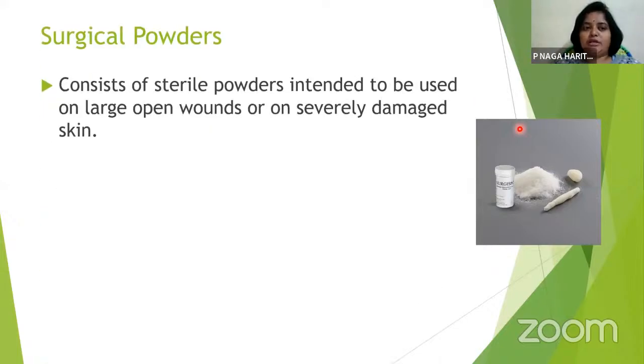Then coming to the surgical powders, they consist of sterile powders which are intended to be used on large open wounds or on severely damaged skin. You may ask me, madam, why are the dusting powders not used for the broken skin? Why only the surgical powders? Because during the preparation of the surgical powders, all the conditions which are required for maintaining the sterility of the powder will be taken care of. However, that much sterility will not be taken care of during the preparation of the dusting powders. That is the difference, right?